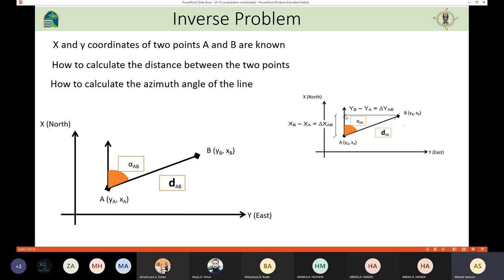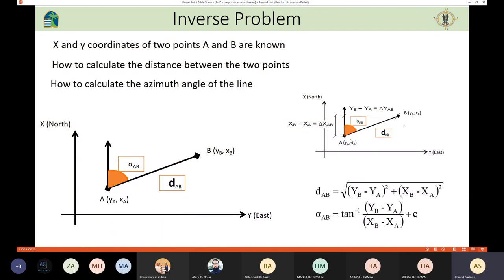So if I know the distance from here to here and the distance from here to here, and here we have a right angle, we are in a position to use the Pythagorean theorem. According to the Pythagorean theorem, this one represents the hypotenuse. So the hypotenuse is going to be the square root of the difference in the east squared plus the difference in the north squared. The difference in the east is YB minus YA, and the difference in the north, XB minus XA. This is how we determine the distance from A to B.